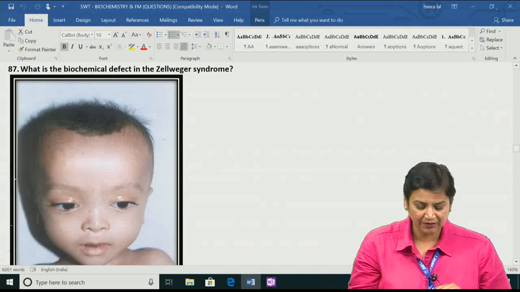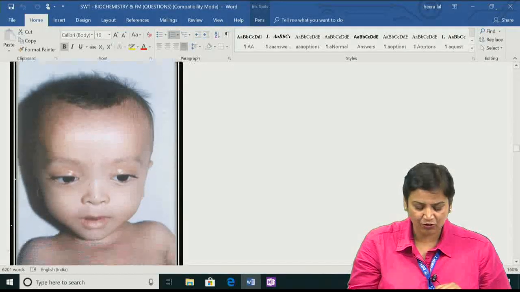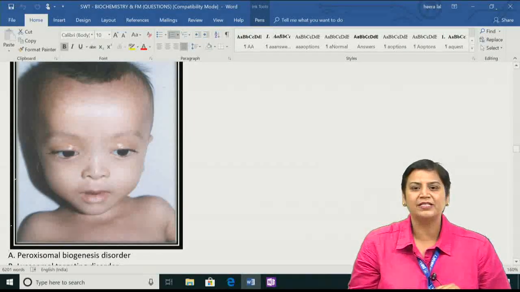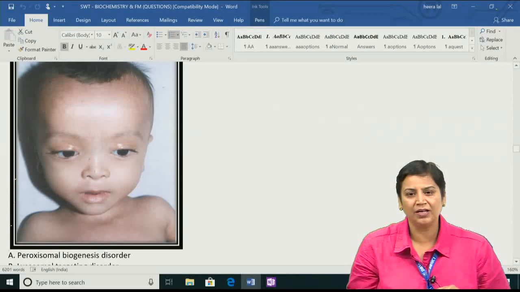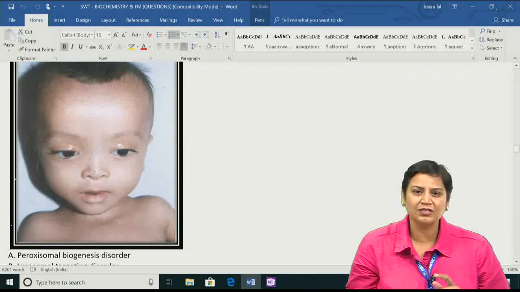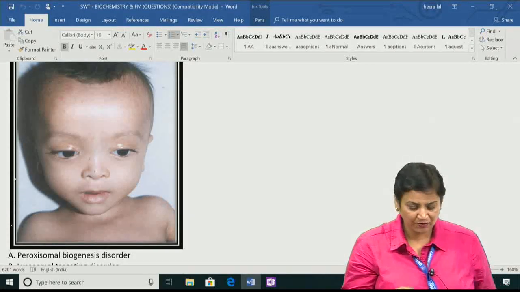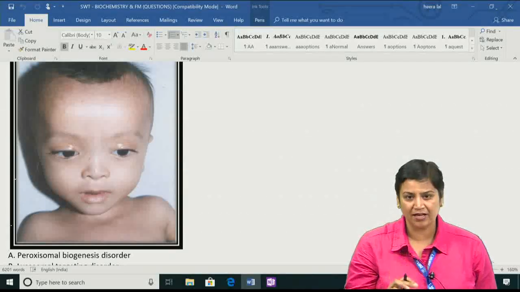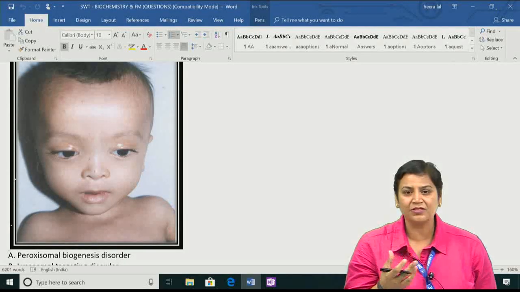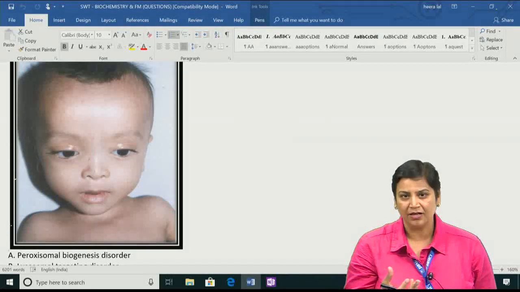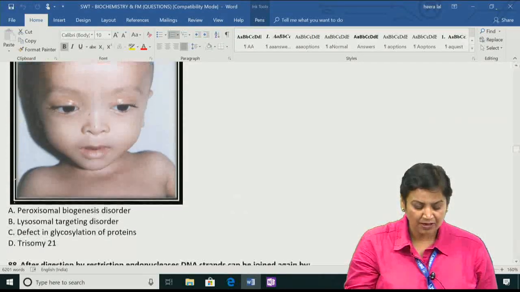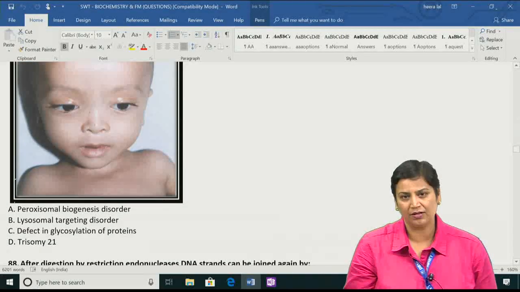What is the biochemical defect in Zellweger syndrome? Now this is basically due to the deficiency of the peroxisomes. All of us know that peroxisomes are the site for oxidation of the long chain fatty acids. So in this we can see a long forehead is there, and the child gives an appearance of a Mongolian, which is a characteristic feature of peroxisomal biogenesis disorder.